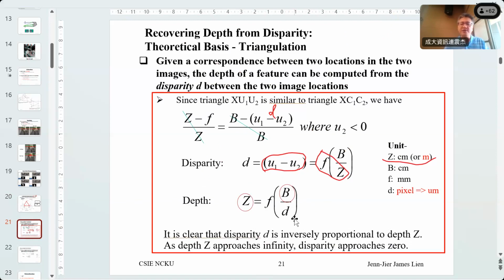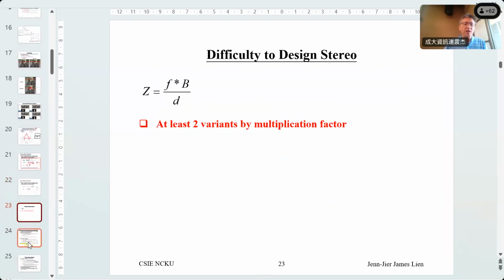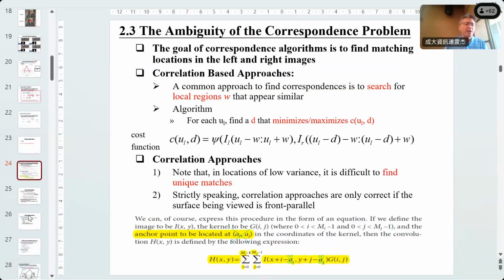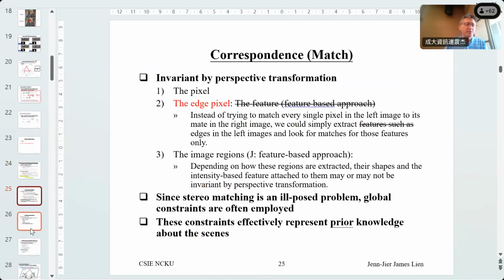But be careful, B is usually a centimeter. F is a millimeter focal length. Okay, we want to estimate the distance between the object and you. So that's either meter or centimeter. And the unit for the pixel is a micrometer. Okay. So our problem becomes, how can we find the corresponding point?